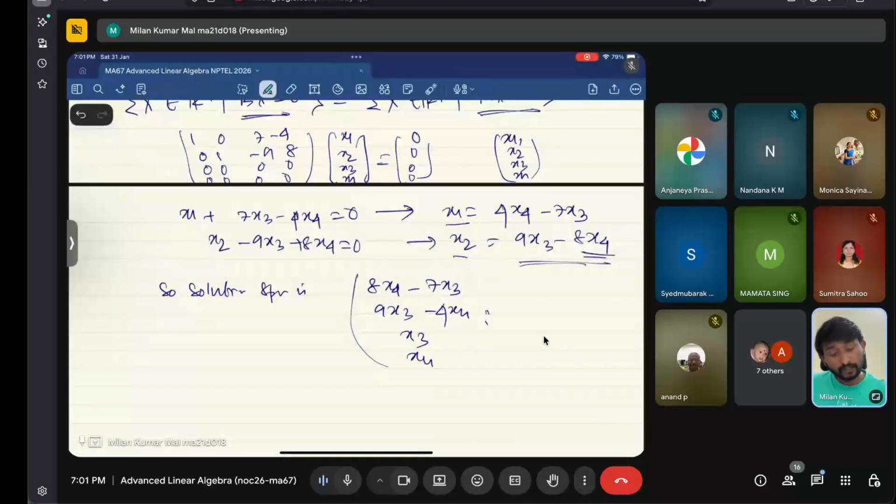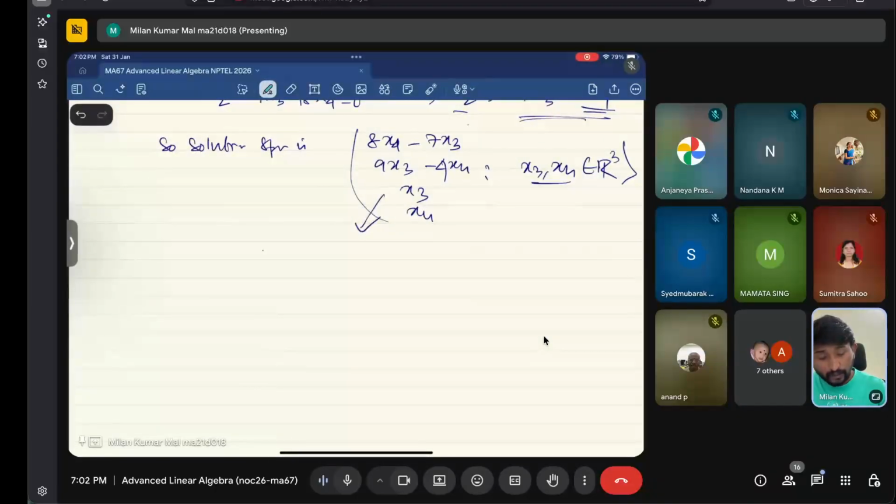So the solution space is something like that, and x3 and x4 are actually free to move. They can be any number from R. If you have heard something like that, the number of free variables is the dimension of the space. But you can write it in a more sophisticated way. You can write this as x3 times (minus 7, 9, 1, 0) plus x4 times (4, minus 8, 0, 1). You will get these two terms.